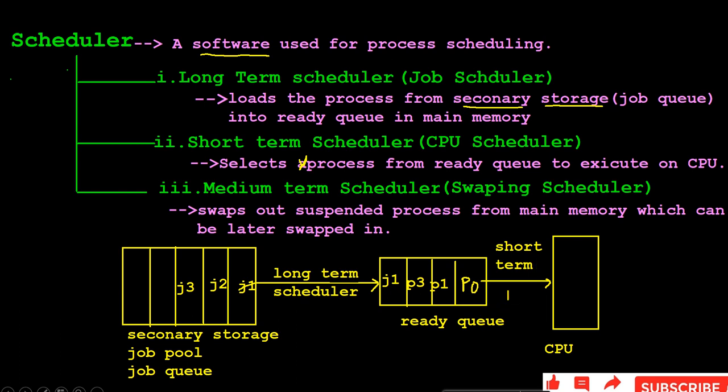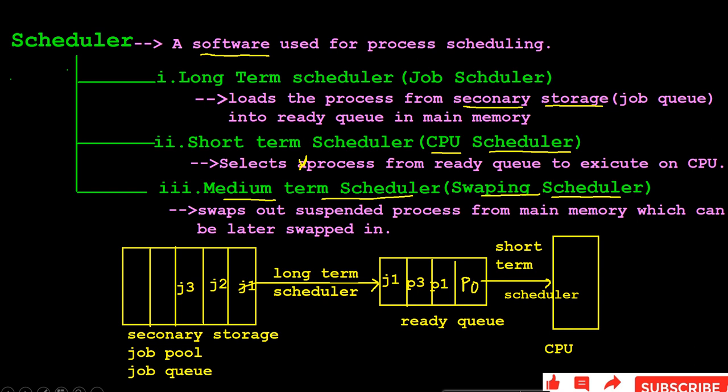One more name for the short-term scheduler is the CPU scheduler. Medium-term scheduler: one more scheduler we have is the medium-term scheduler. It is also called the swapping scheduler.